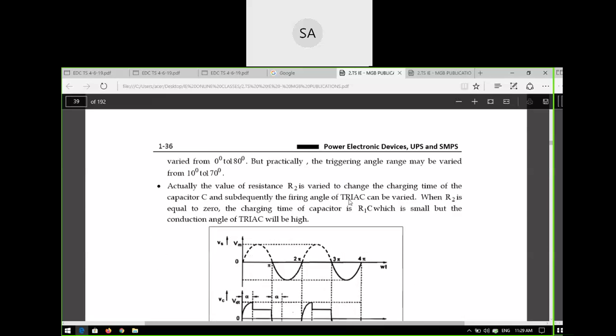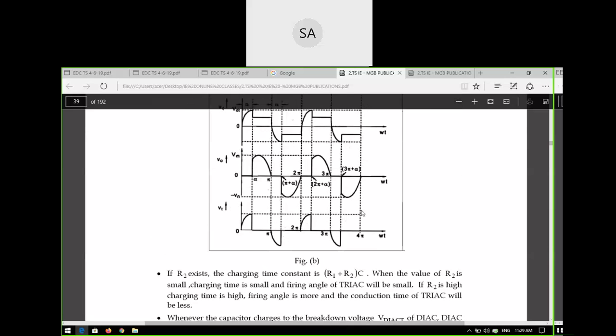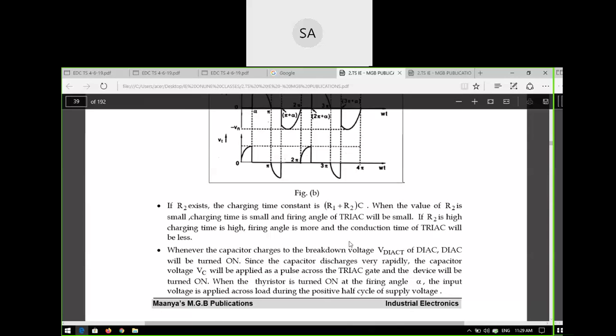And whenever R2 is increased, that means R2 exists, so the time constant is changing. The time constant is now R1 plus R2 into C. So when R2 is small, the charging time is small, and the firing angle of the TRIAC will be small. Correct or not? When R2 is small, the charging time is less, so the firing angle of the TRIAC is also less.